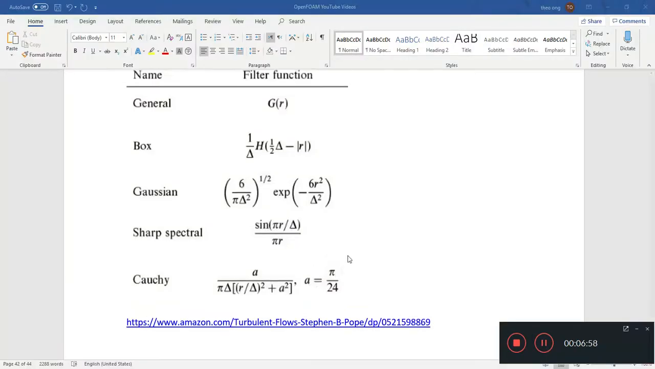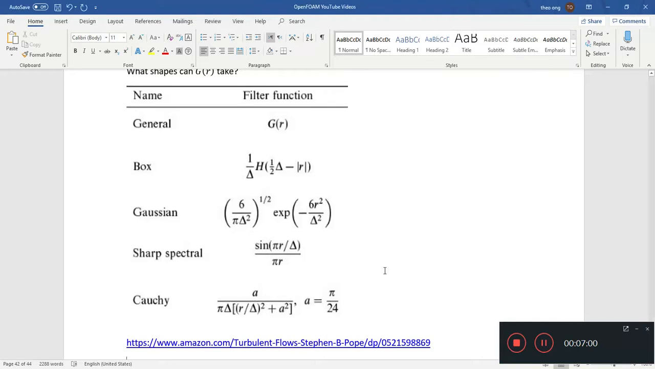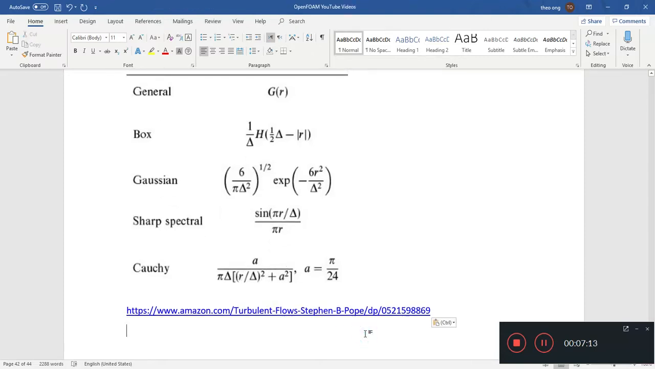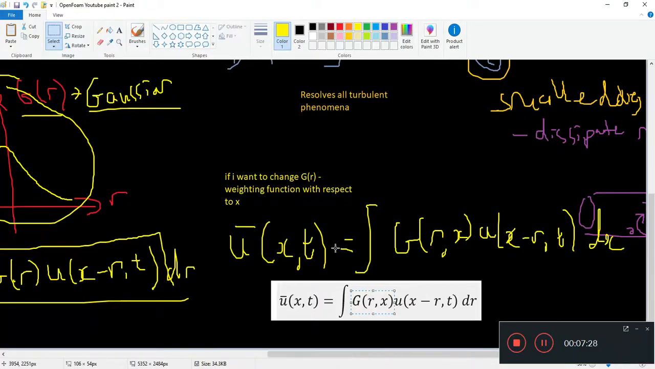So what shapes can G of R take? There are some given in this book called Turbulent Flows. One of them is box, the other one is called Gaussian, and then you have a sharp spectral shape, and you can of course have a Cauchy shape as well. Box and Gaussian are the easiest to understand conceptually. So let's look at the box function.